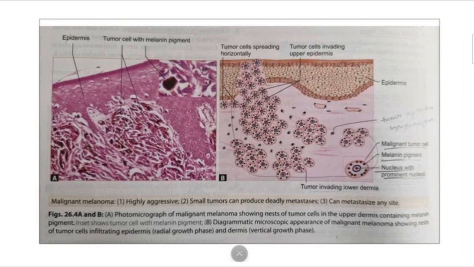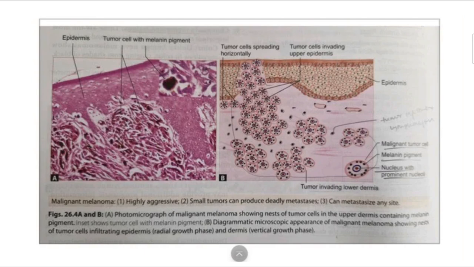Hence, we can say that malignant melanoma is composed of atypical melanocytes with pleomorphic hyperchromatic nuclei and prominent nucleoli. The cells contain variable amounts of melanin pigment. Initially, they spread horizontally along the epidermis, the radial growth phase, with pagetoid spread, and later invade the dermis and subcutaneous tissue, that is the vertical growth phase. Frequent mitotic figures, ulceration and lymphovascular invasion may also be seen.